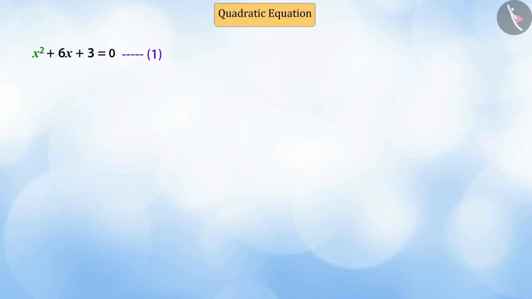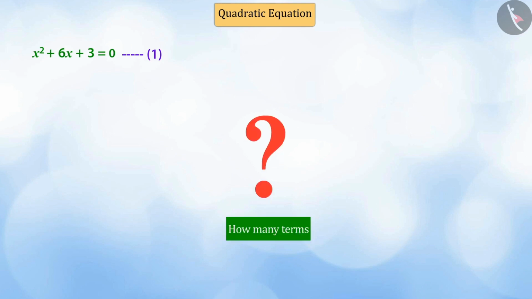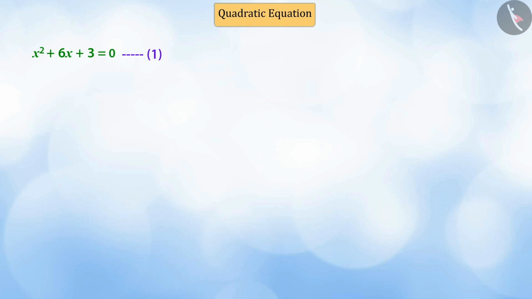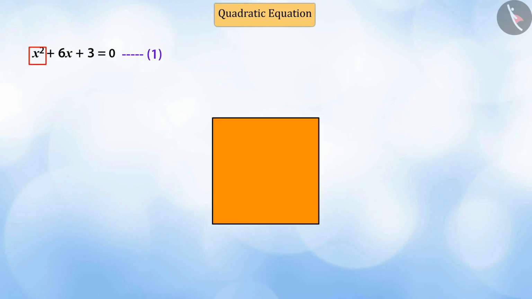Let us now solve the quadratic equation x square plus 6x plus 3 equals 0 by another method. How many terms can you see in the given equation? Absolutely right. This equation has 3 terms. Let us observe them. Talking about the first term of the equation, let it be a square, each side of which is x, whose area is x square.